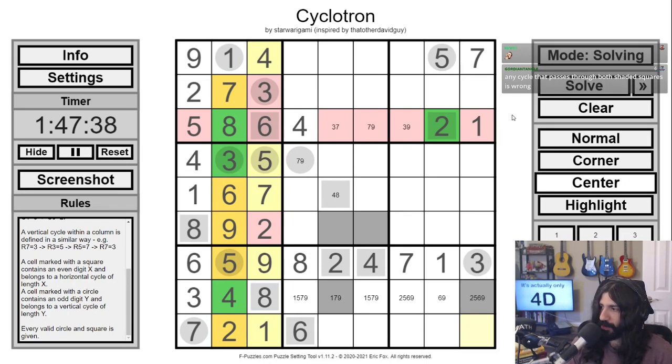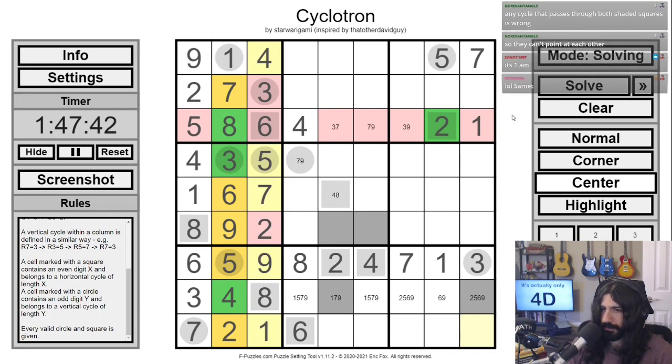Any cycle that passes through both shaded squares is wrong. So they can't point at each other. Ah, that's a good point. Hold on, that's a good point.